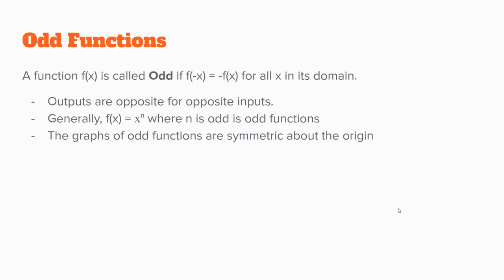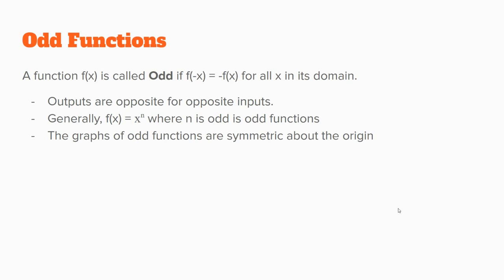Odd functions. A function f(x) is called odd if f(-x) equals -f(x) for all x in its domain. Outputs are opposite for opposite inputs. So generally, f(x) equals x to the n power, where n is odd. The graph of an odd function is symmetric about the origin.